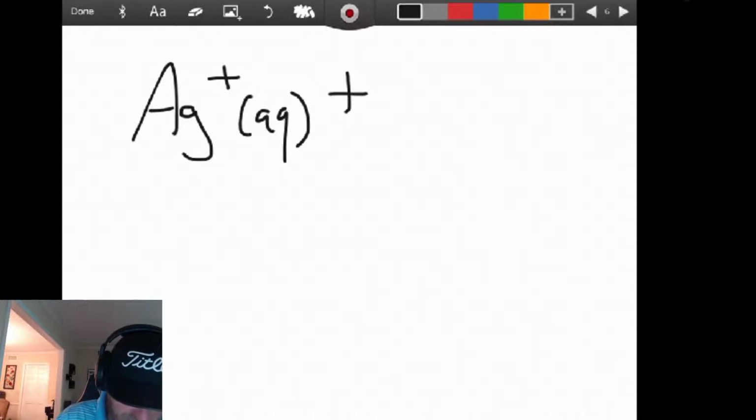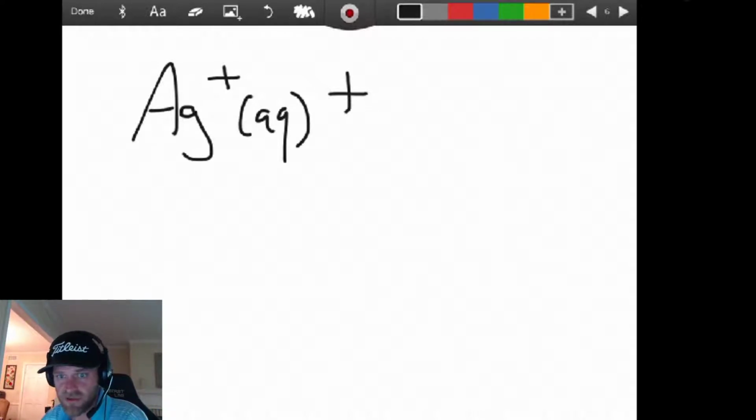Okay, so Ag plus NO3 minus. Let me circle my charges too, just so you don't get confused. Plus Na plus Cl minus yields all of this on the left side.